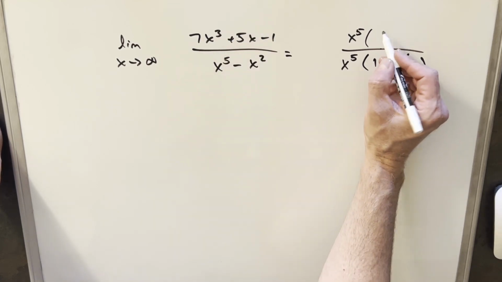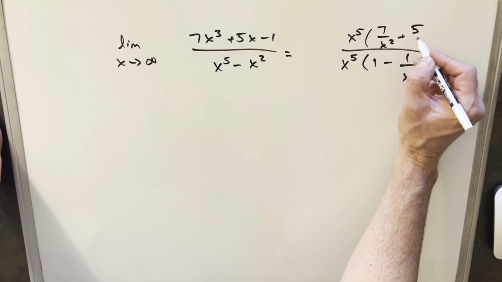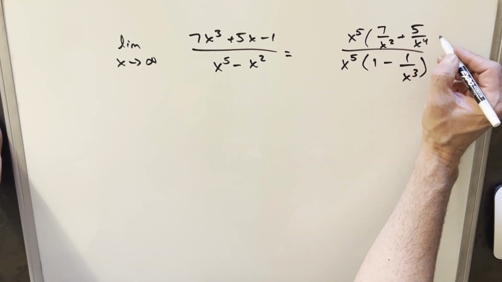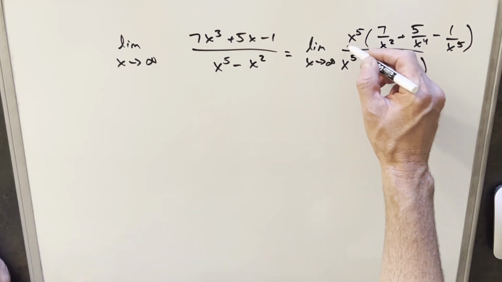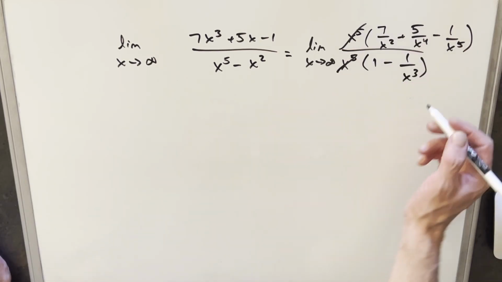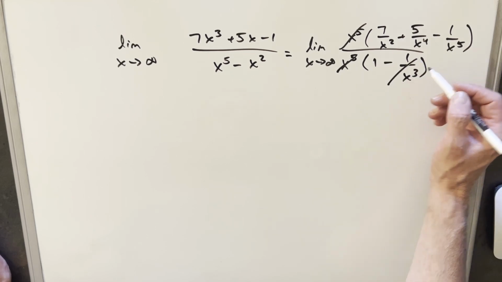And then comparing, this is going to leave me with 7 over x squared plus 5 over x to the fourth, and this is going to be minus 1 over x to the fifth. And now this is where we get the cancellation of the x to the fifths. That's nice. But then everything here where we have x's in the denominator is going to 0. So this one's going to cancel.